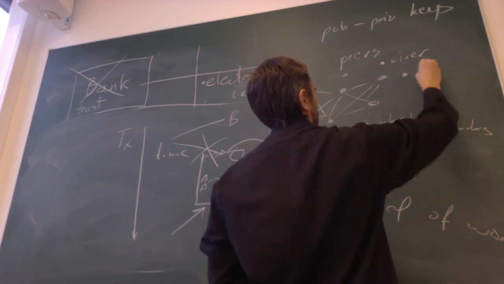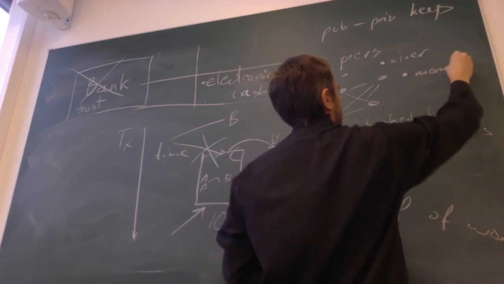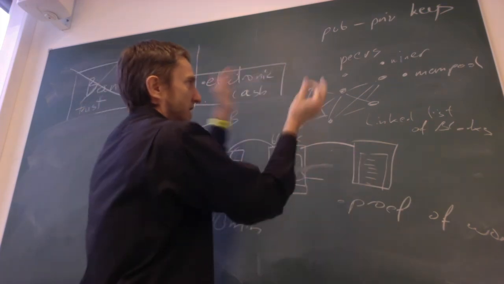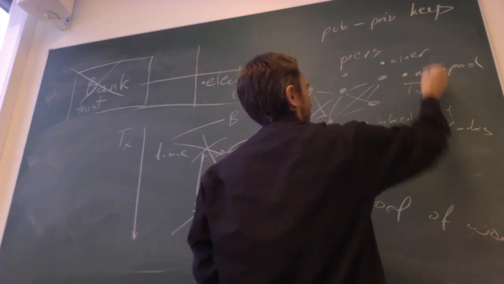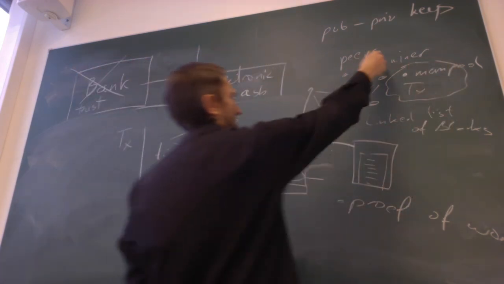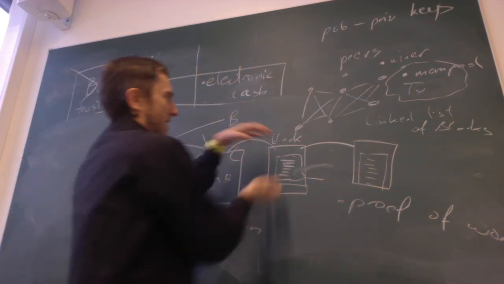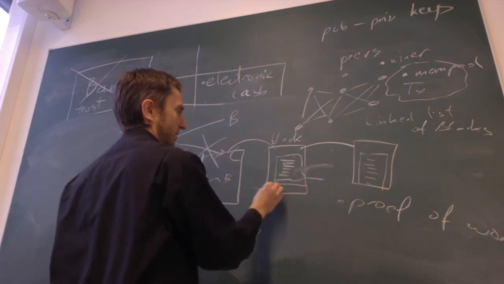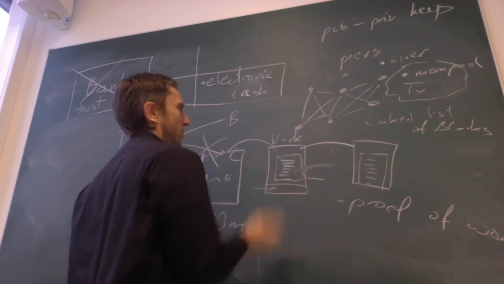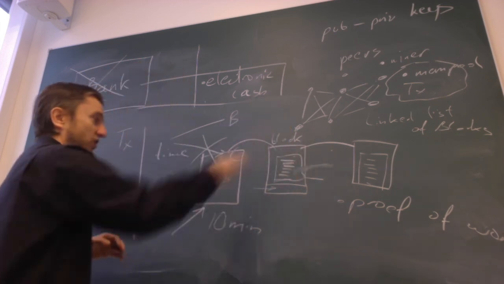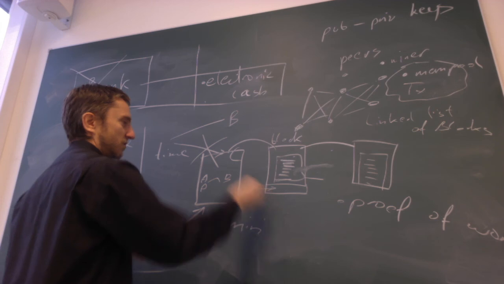So we have a concept of miner, and we have a concept of mempool. Mempool is where everybody advertises the transactions, and the transactions are kept in the mempool before they are included into a block. And the miner takes some transactions from the mempool, checks if they are correct, tries to find this cryptographic puzzle to sign the block. And this process of search takes approximately 10 minutes for the network.